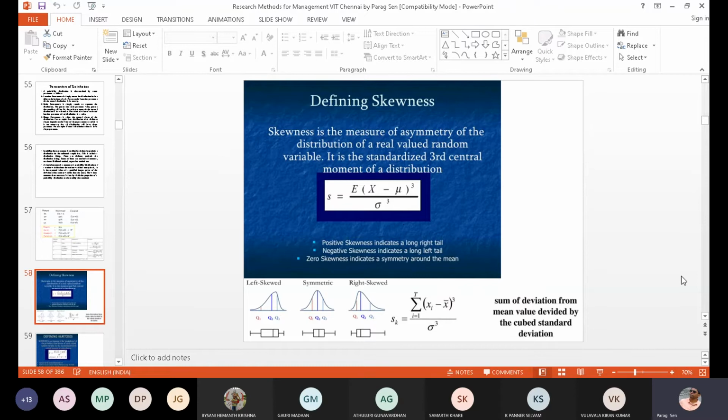And sum of deviation from mean value divided by the cubed standard deviation. That is the formula. So this is left skewed, this is symmetric, and this is the example of the right skewed. You can see this, and underneath it you can also see that the box plots are given. This is known as a box plot, and how to draw it we will discuss later on. As of now, we just need to know what left skewed, symmetric and right skewed are, so that we can have an idea.